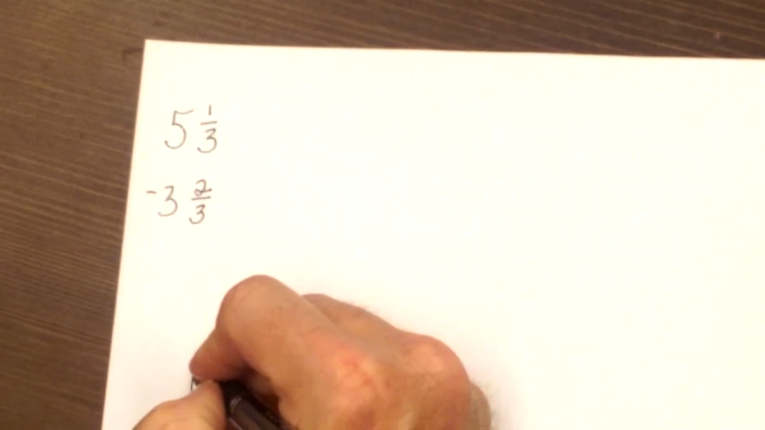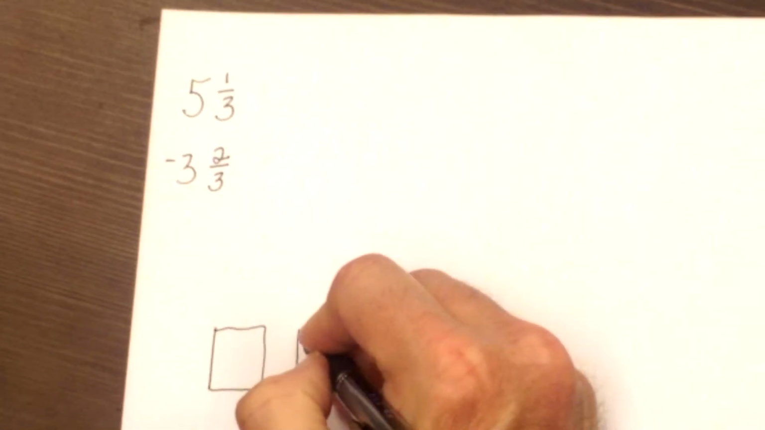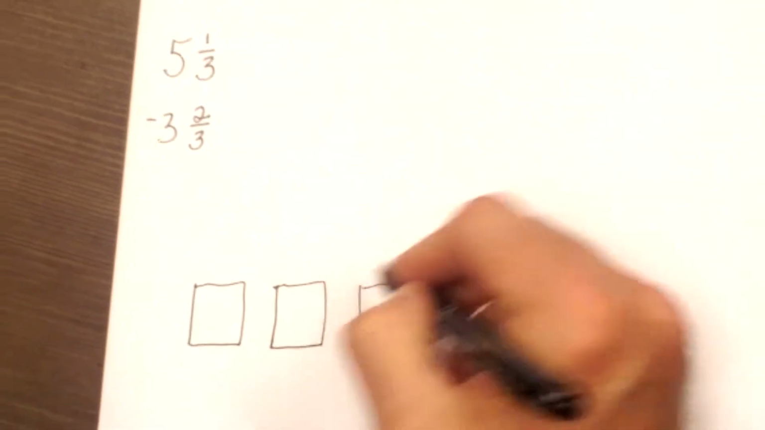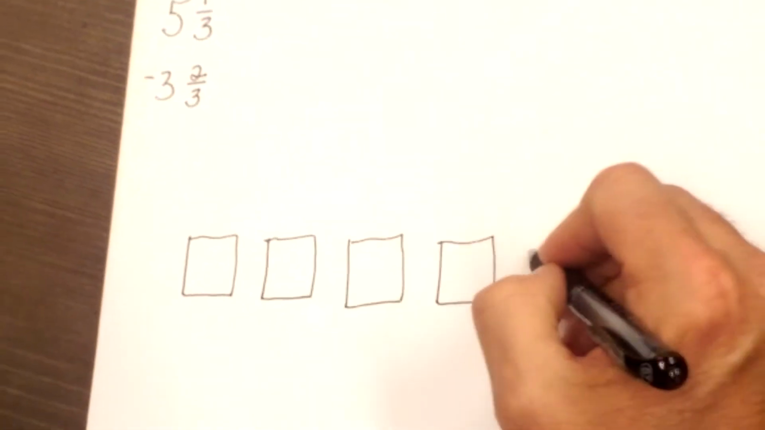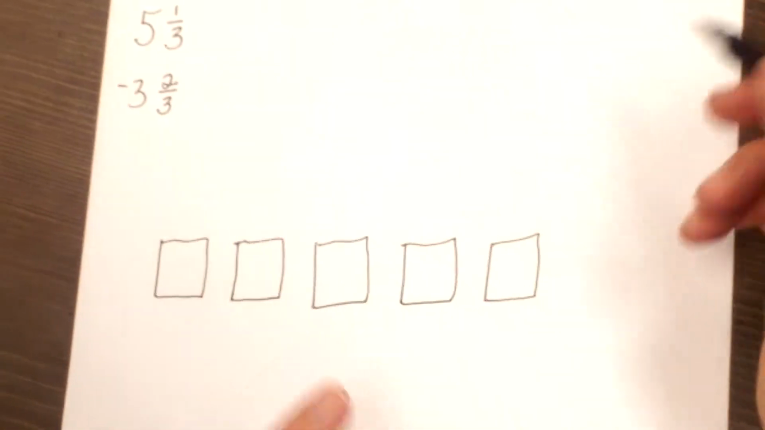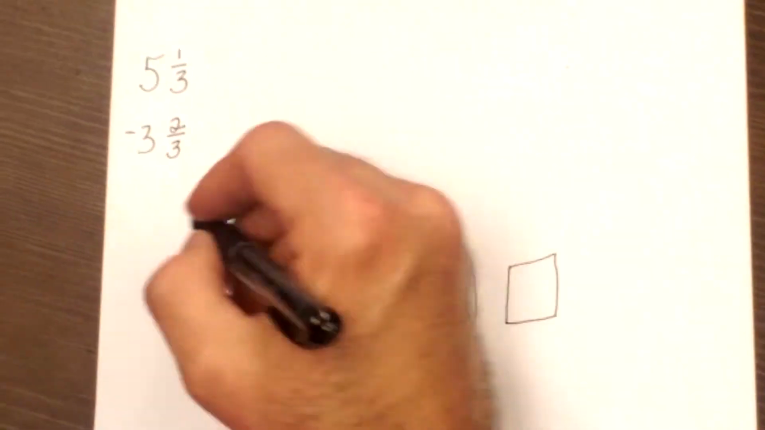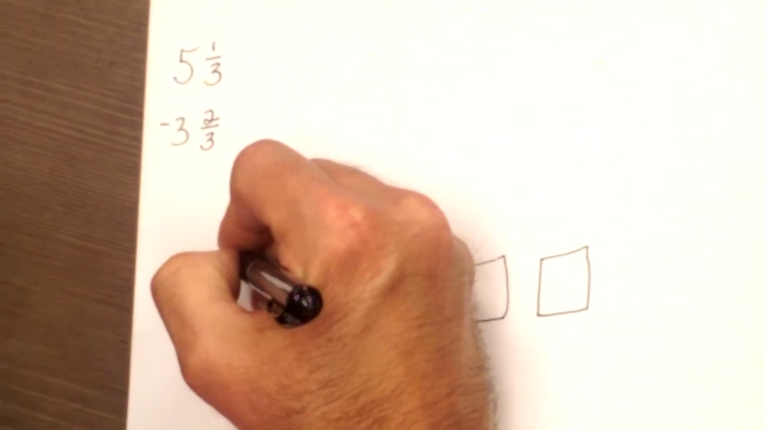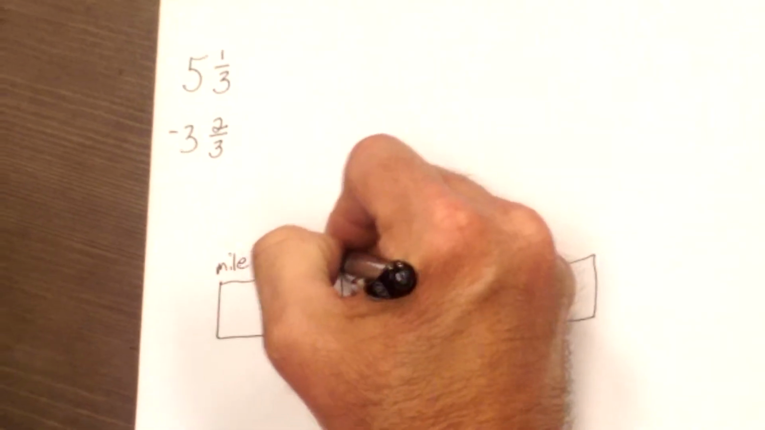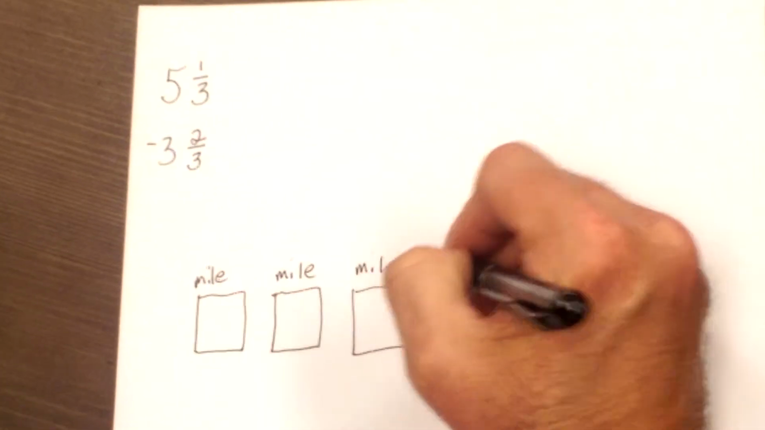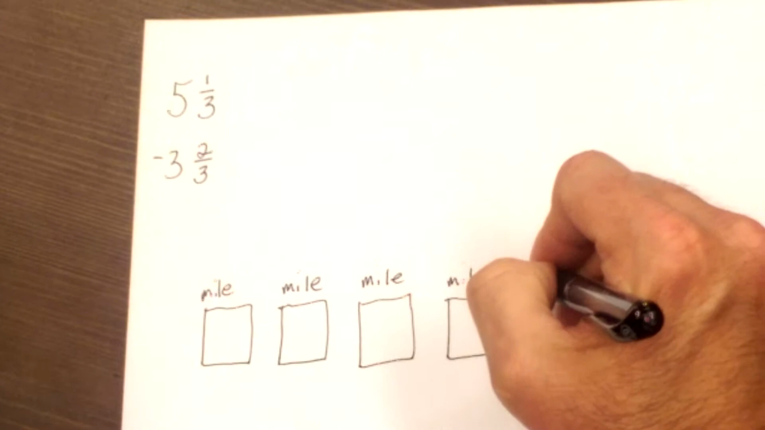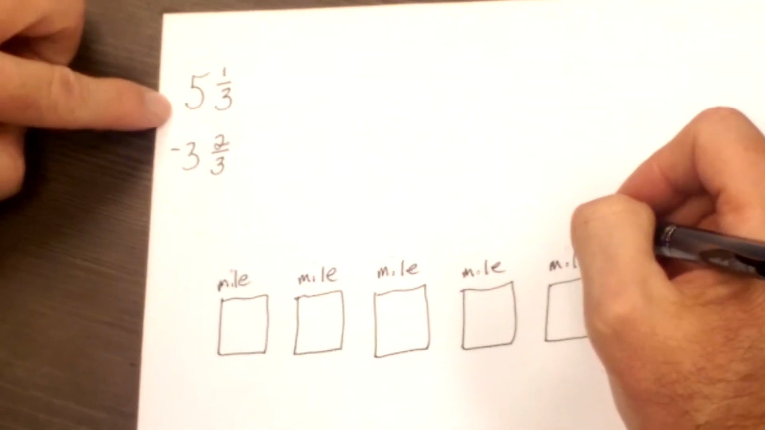Well, so I'm going to subtract 5 and 1/3 miles minus 3 and 2/3 miles. But I'm going to begin my thinking about this by thinking about my 5 miles, and what I'm going to do is I'm going to draw these 5 squares which are representing miles. So each of these are a mile, and I'm labeling what I'm doing. So here's my 5 whole miles right here.